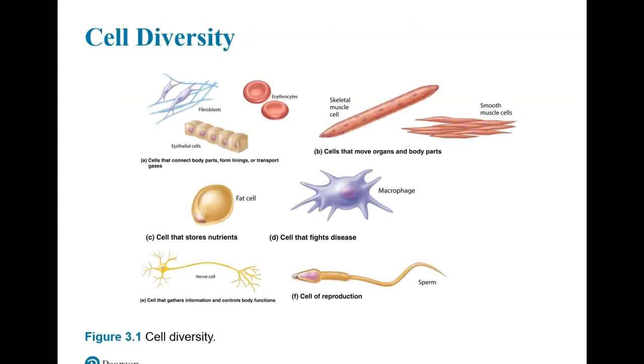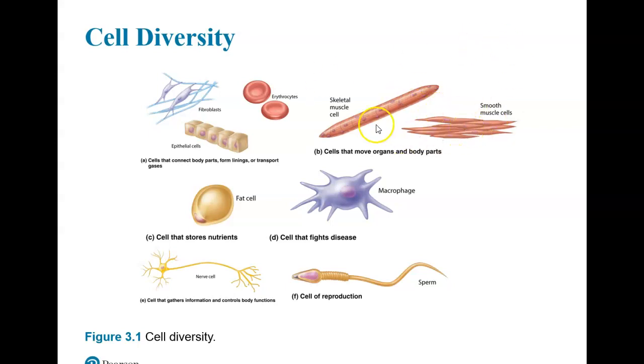So here we can see some of the diversity that you can find. For example, these epithelial cells make up the epithelial tissue, which mainly functions in covering surfaces or lining the inside of hollow organs. There's erythrocytes, which are red blood cells. They mainly function in carrying oxygen and nutrients within the bloodstream.